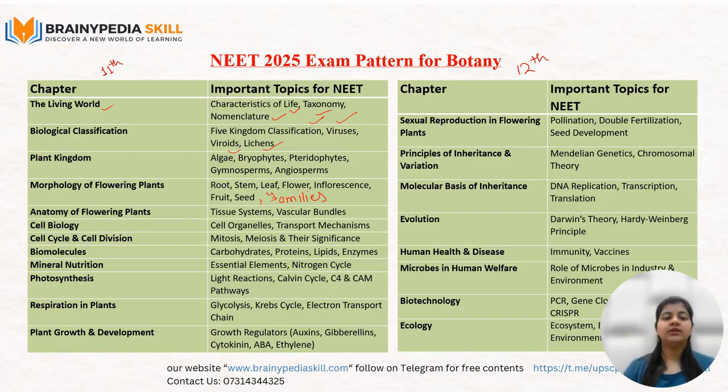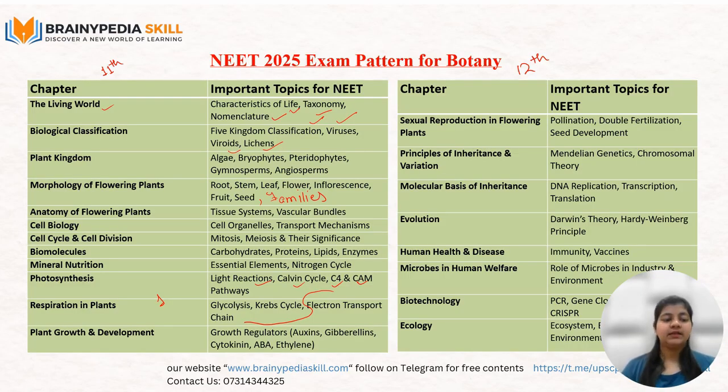Okay, in mineral nutrition, essential elements and nitrogen cycle are the important ones. Photosynthesis, again this whole chapter is very important, but the most important topics would be light reaction, Calvin cycle, C4, CAM pathway. Okay. In respiration of plants, glycolysis, Krebs cycle, electron transport chain. So all these three are interconnected. For example, the starting point is glycolysis, then your Krebs cycle comes, and after that it ends with the electron transport chain.